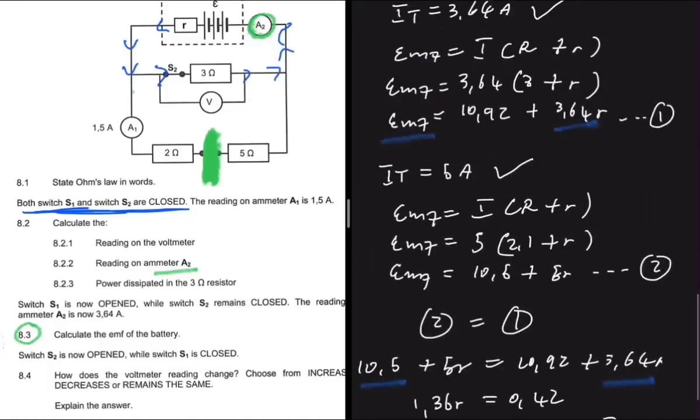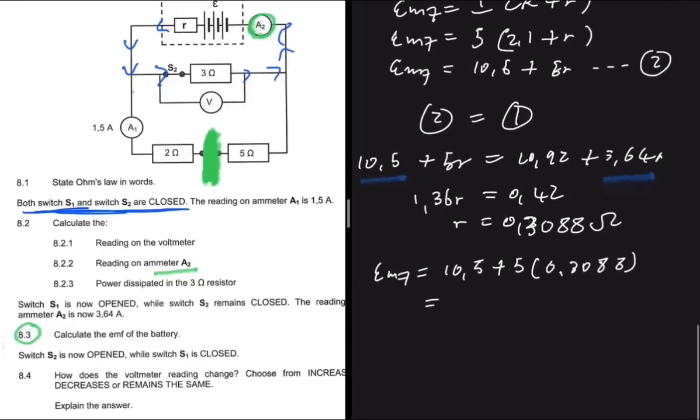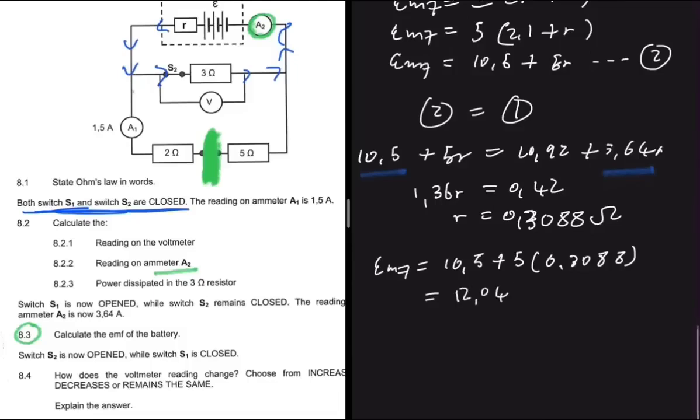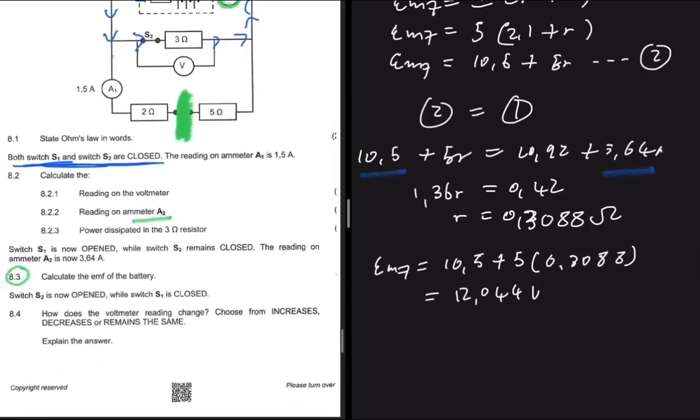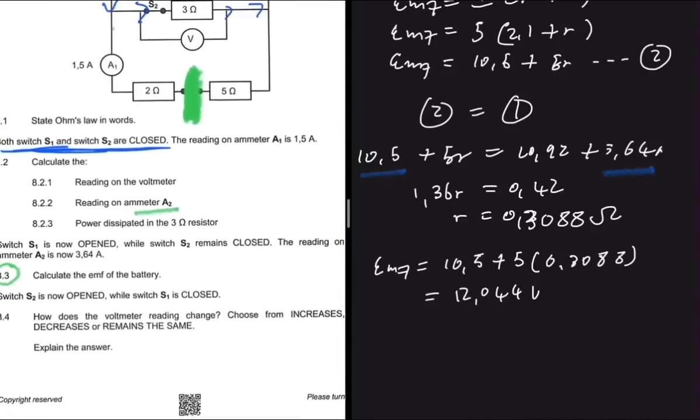Right, so we have the internal resistance. We can substitute it into either equation 1 or 2 to find our EMF. If we substitute it in equation 2, we get 10.5 plus 5 multiplied by 0.3088. I'm getting 12.044. So 12.044 volts seems to be our EMF. Now this next question, 8.4, is actually out of 4 marks.